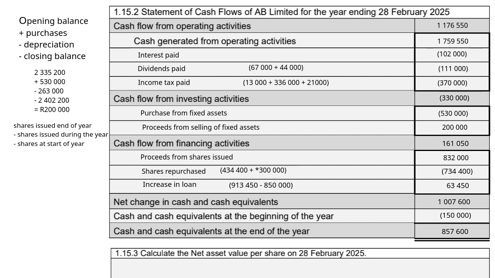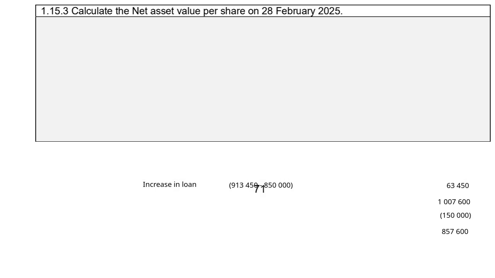15.3, calculate the net asset value per share on 28 February 2025. To calculate the net asset value per share, we're going to start with our shareholders' equity and we're going to divide by the number of issued shares. Now remember, your shareholders' equity consists of your closing balance of your ordinary share capital at the end of the year plus your closing balance of your retained income at the end of the year.